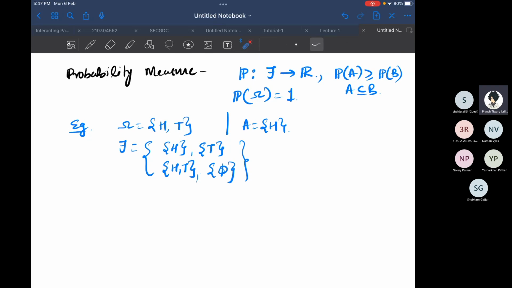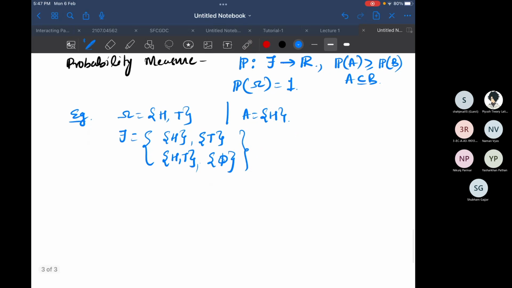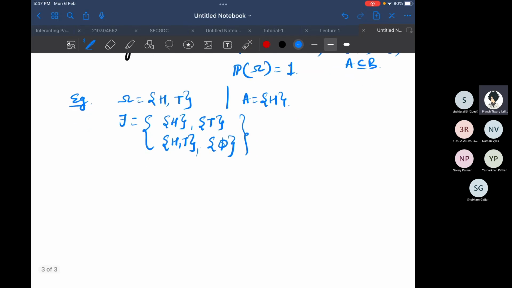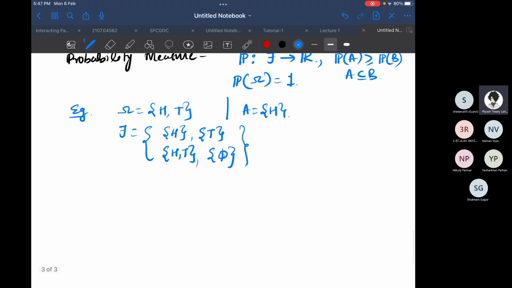If your event of interest is heads, then this is the sigma field that is required, and that's all I need. Now you tell me, was this clear? How I constructed the sigma field? Is this part clear? Yes. So it was a simple thing, right? Especially in the case of discrete sets like this one, it is quite easy to come up with the sigma field. It is not a big deal. You can construct it very easily.